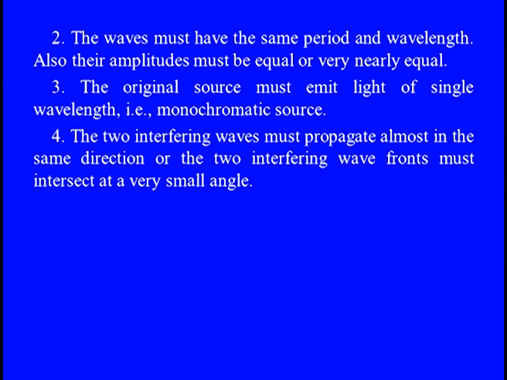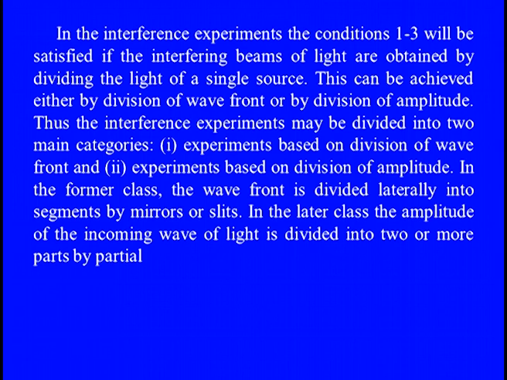Fourth, the two interfering waves must propagate almost in the same direction, or the two interfering wave fronts must intersect at a very small angle. In the interference experiment, conditions 1 to 3 will be satisfied if the interfering beams of light are obtained by dividing the light of a single source. This can be achieved either by division of wavefront or by division of amplitude.